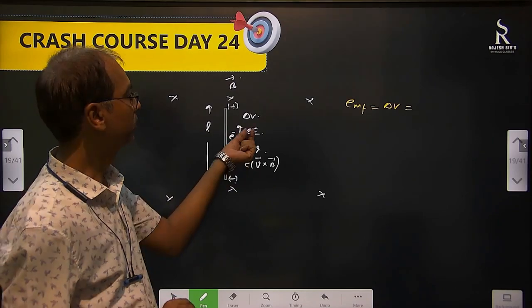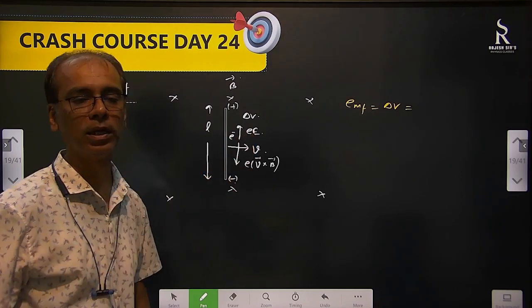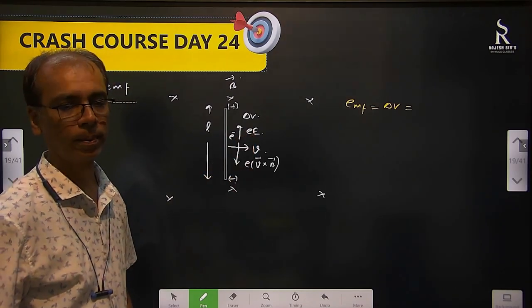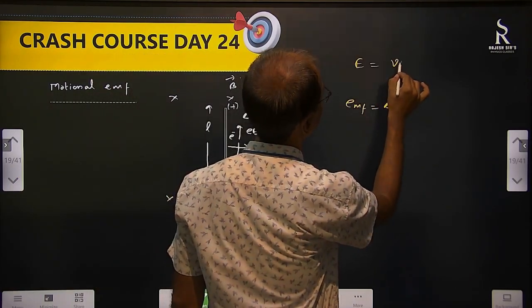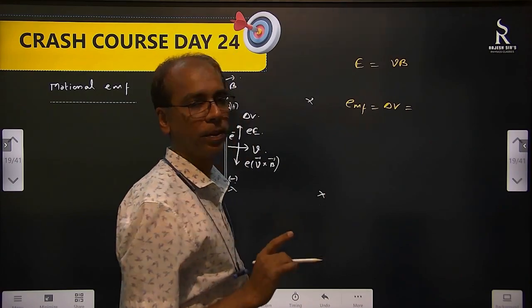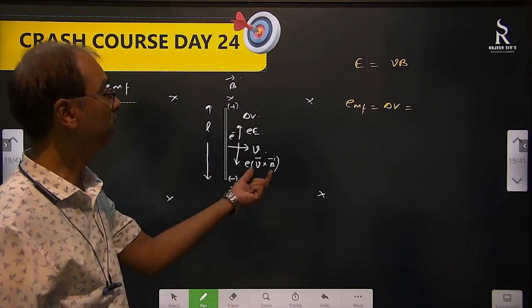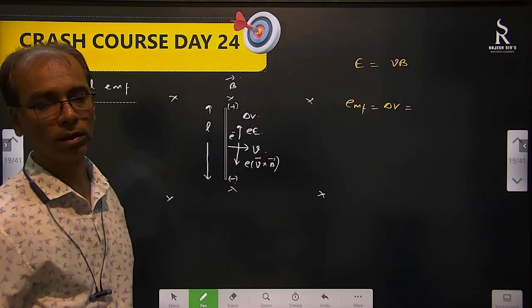Correct or not? So first of all, we are getting E value, capital E. Capital E means electric field. So electric field we are getting as VB. Now remember here V should be perpendicular to magnetic field. Then only VB I can write. Otherwise I can't write.